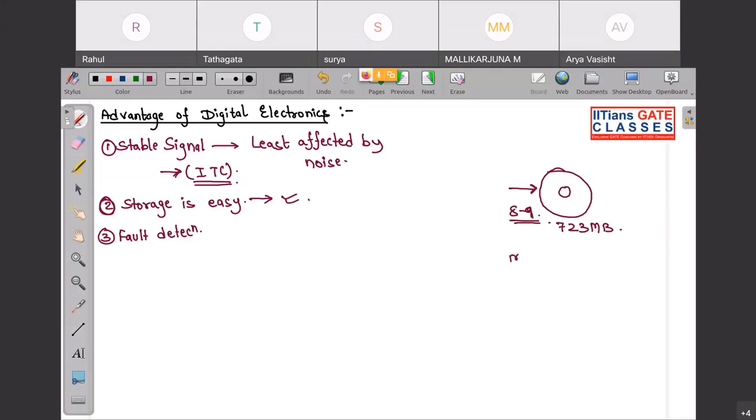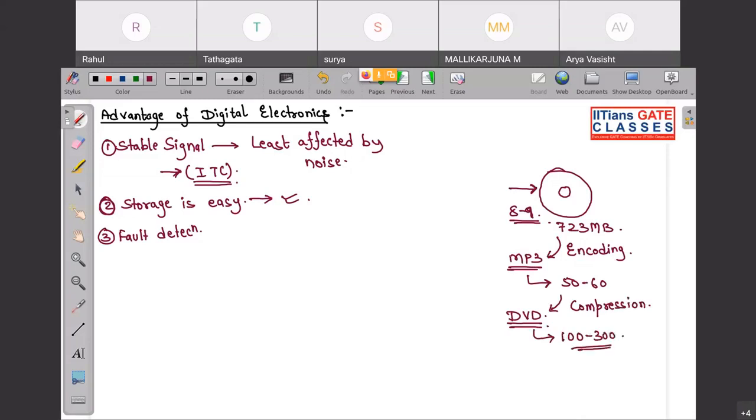Then came MP3. With MP3 we had some kind of encoding. I will not go into that. We used to store 50 to 60 movies' songs in one compact disc due to encoding. Then came the DVD. Along with encoding, we had compression also. So here we were storing like 100 to 300 movies' songs, depending on the compression level.